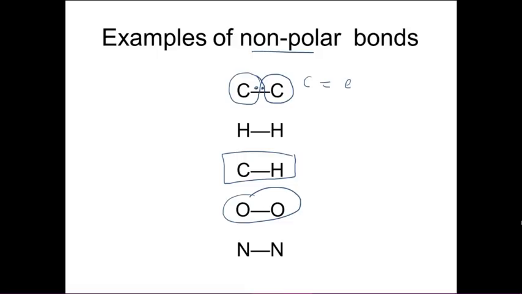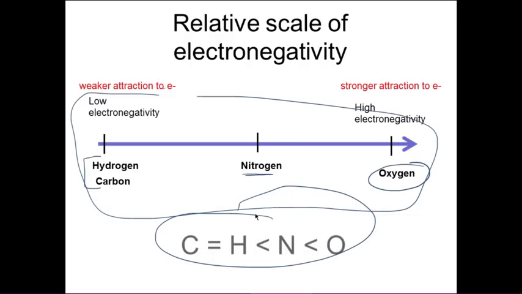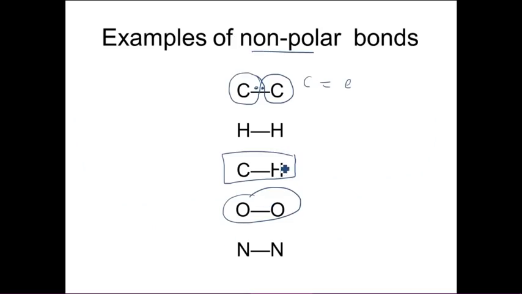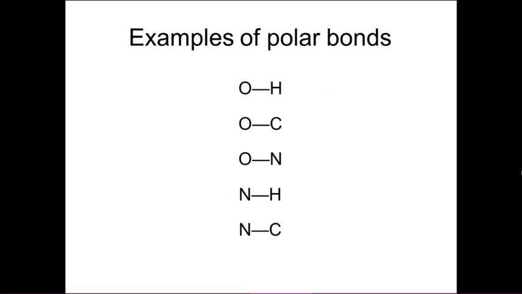Okay, remember from our previous slide that carbon and hydrogen have equal electronegativity. Okay, if they have equal electronegativity, then they are going to be a nonpolar bond. So equal electronegativity means that they share electrons equally and they form a nonpolar bond. Okay, polar bonds are the opposite. It's when one atom has higher electronegativity than another.